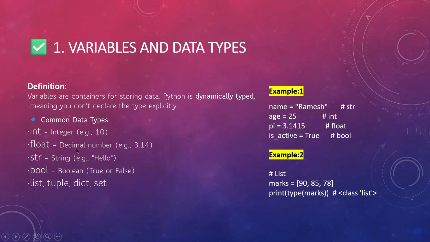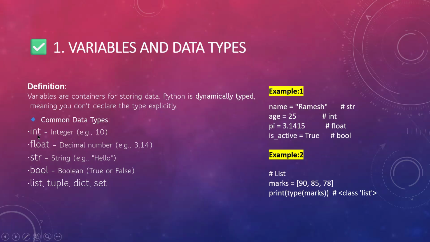Integer will accept only numerics, numbers without decimals. Float will take decimal numbers, that is, 3 point, and after that the decimal values, which can be any digits. A string will be enclosed in double quotes with some value. A Boolean is true or false. List, tuple, dictionary and set store a list of values. We'll talk about these later.